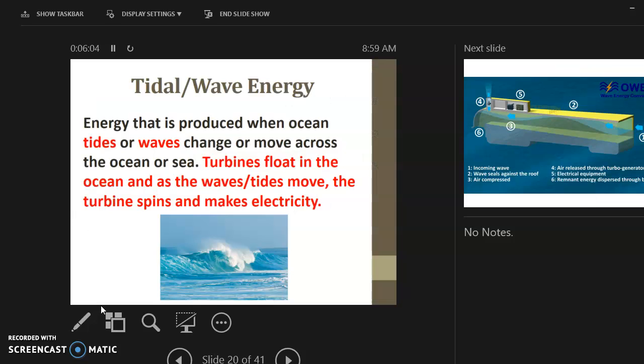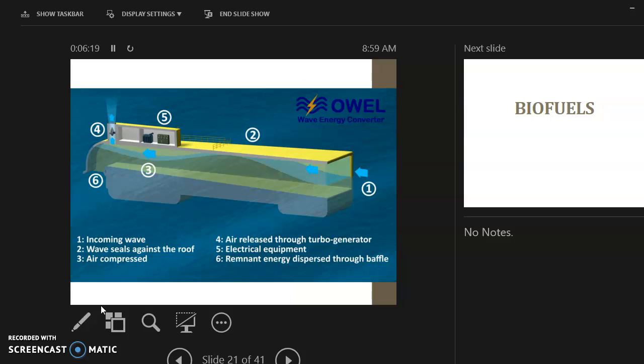Tidal wave energy is energy that is produced when ocean tides or waves change or move across the ocean or sea. So the turbines float in the ocean, and as the waves and tides move, the turbine spins to make electricity. So it's in the ocean. Okay, and this is what it looks like. If you look here at 1, this is the incoming wave, and it generates electricity as it moves.